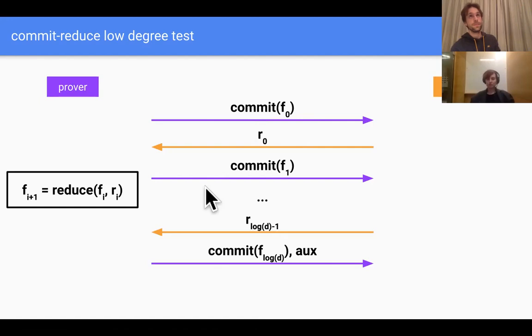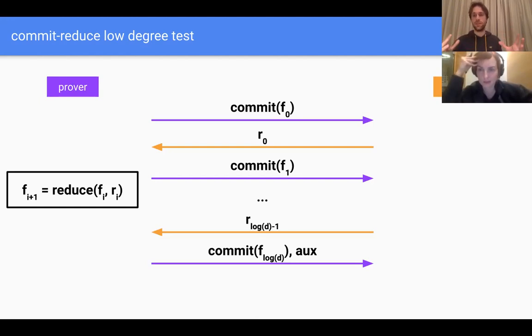And there was something that I discovered only a few weeks ago. The same thing happens for Kate. It's kind of obvious that for Kate, the commitment and the opening have the same cost if you work in the monomial basis, but it's not obvious if you have something in the Lagrange basis.